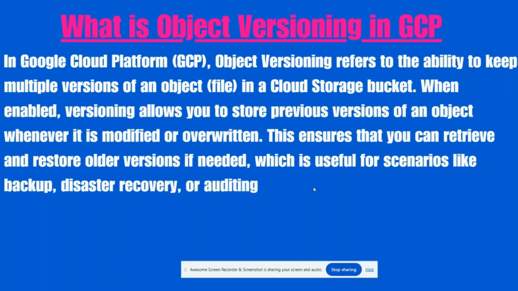So in Google Cloud Platform, object versioning refers to the ability to keep multiple versions of an object in a Cloud Storage bucket. When versioning is enabled, it allows you to store the previous versions of the object whenever it is modified or overwritten. This ensures that you can retrieve and restore the old version. It is useful for scenarios like backup, disaster recovery, and auditing.